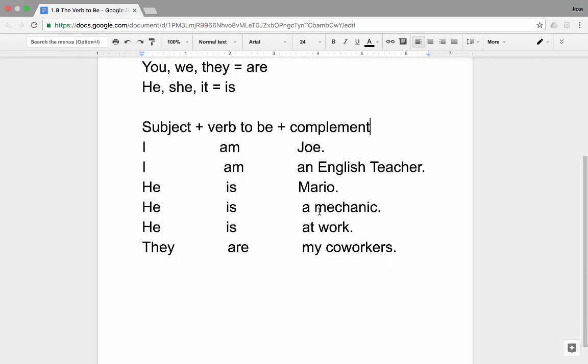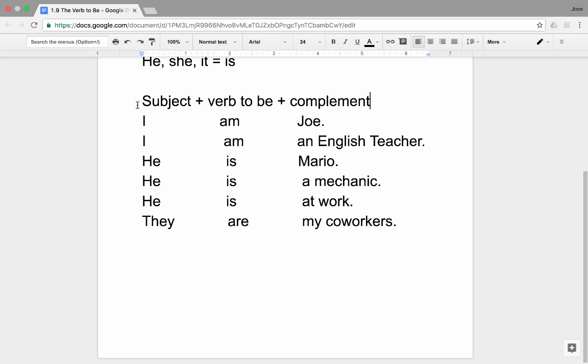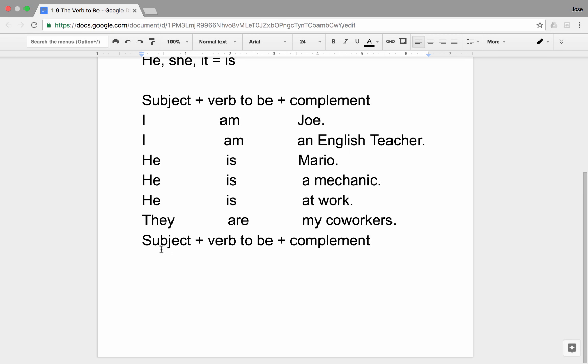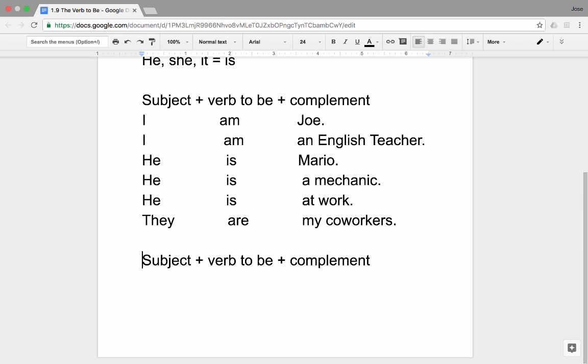As I explained previously, I showed you how to form statements using the verb to be, where we use the subject, the verb to be, and the complement. What we're going to do next is follow something very similar, with the exception that we're going to form questions. So I'm going to copy this formula and paste it here because I want you to see the relation between the two. What we're going to do essentially is move this verb to be before the pronoun.